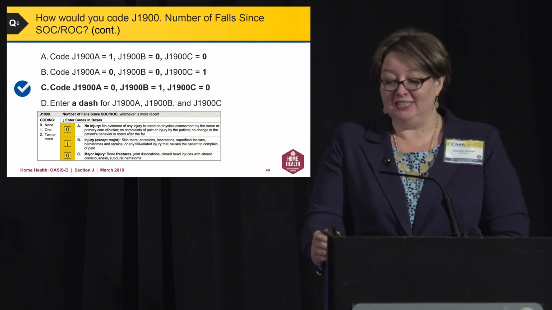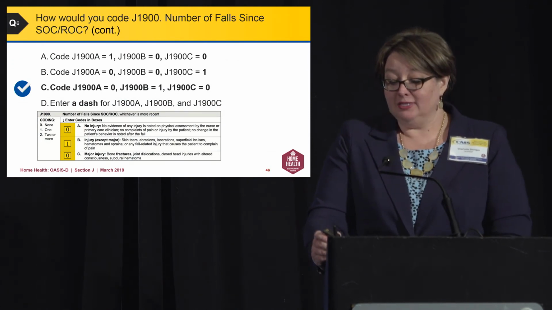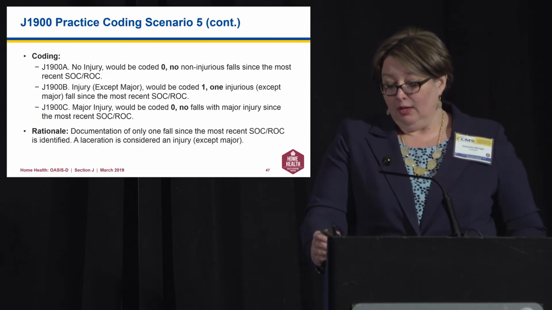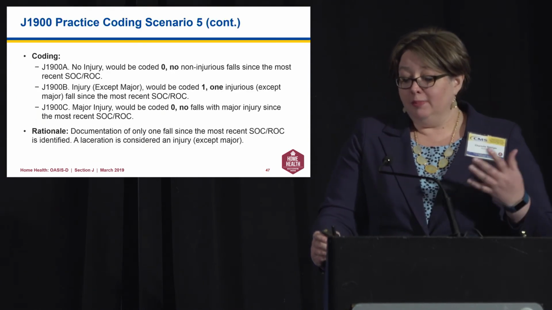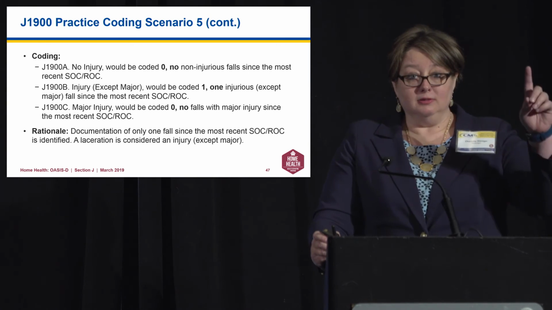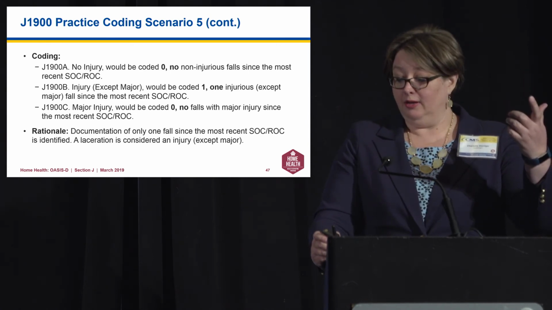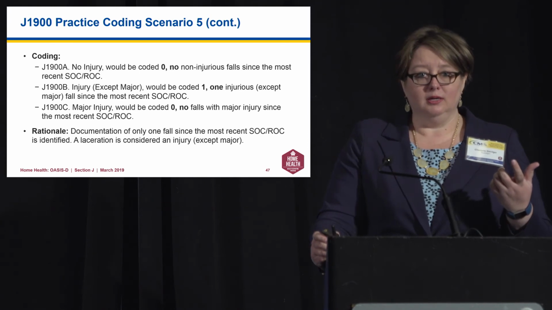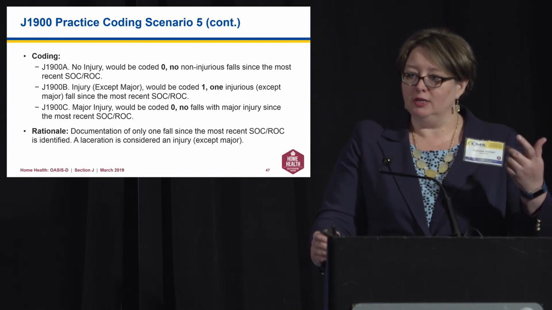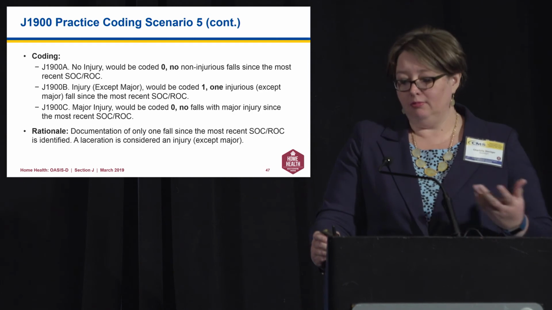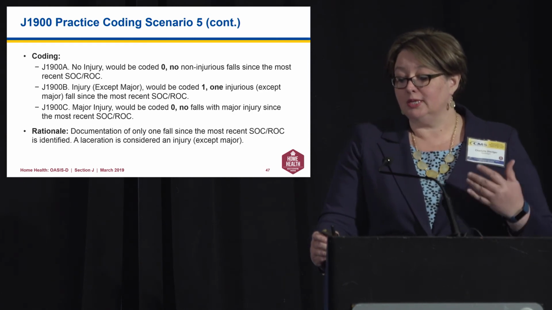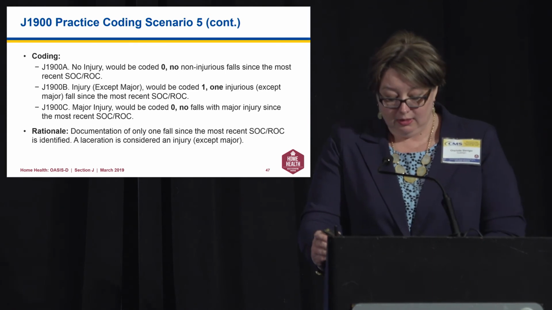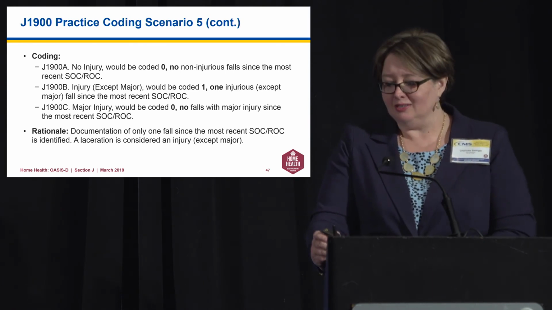And indeed, it is C, where A is 0, B is 1, and C is 0. The rationale there was documentation of how many falls? One, right, good. And then, did it result in an injury? Yes, and what level of injury? Exactly, it's an injury except major, because that's what a laceration would be categorized as. Nice job, everyone. Good.